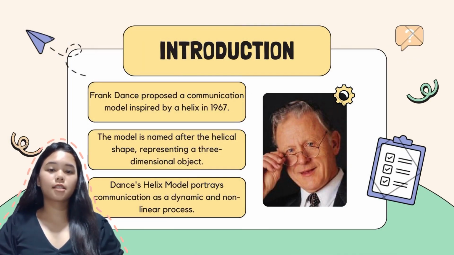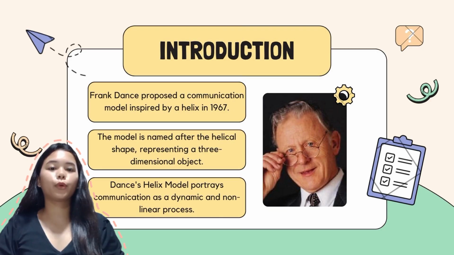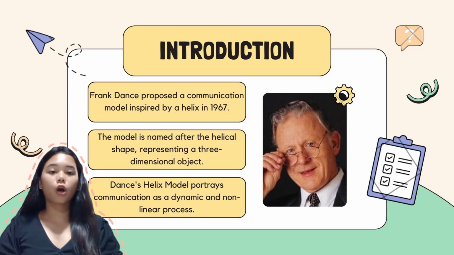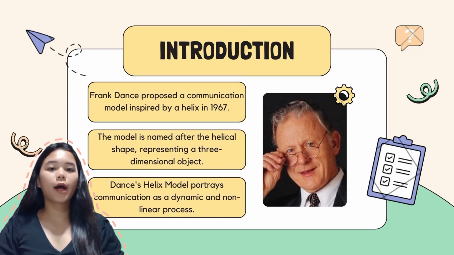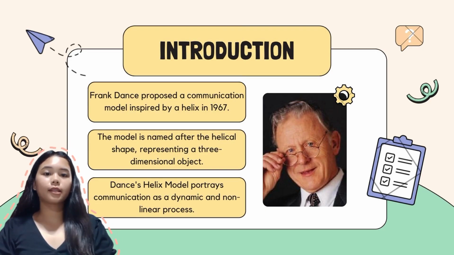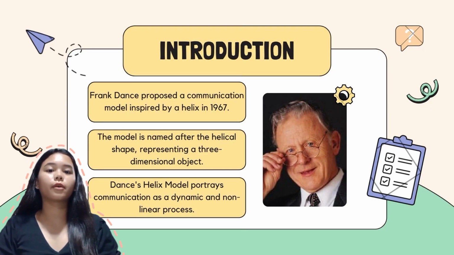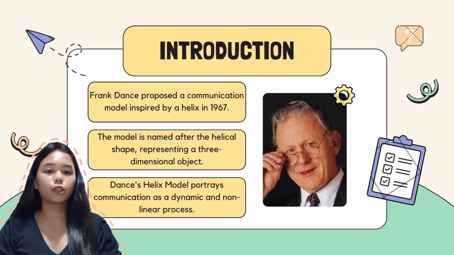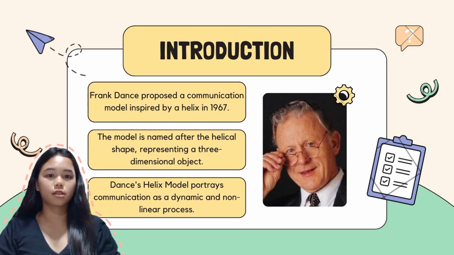In 1967, Frank Dance came up with a communication model called the Dance Helix model to help improve how people communicate with each other. The word helical in the model's name comes from the shape of a helix, which is a wire wound around a cylinder or cone in 3 dimensions.